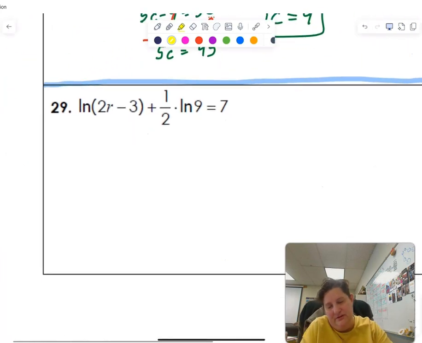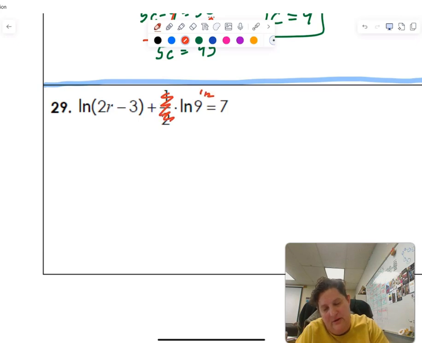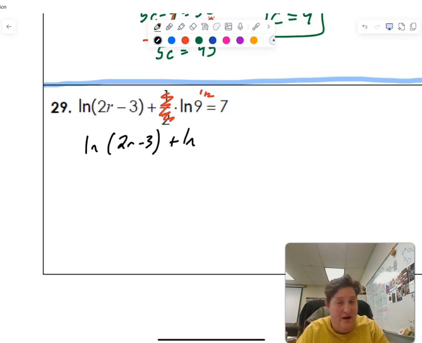All right, let's do this one. That 1/2 right there, that needs to come up to here. And then 9 to the 1/2, that means square root of 9 is 3. Okay, now because of the plus, I'm going to multiply those together.